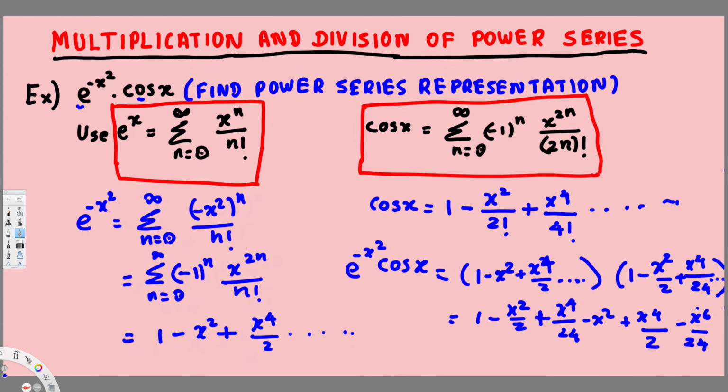That's going to be the expression for e power minus x square cos x, and that's how we do this kind of problem.